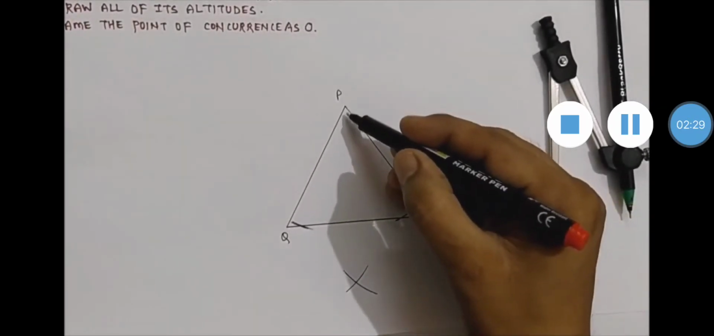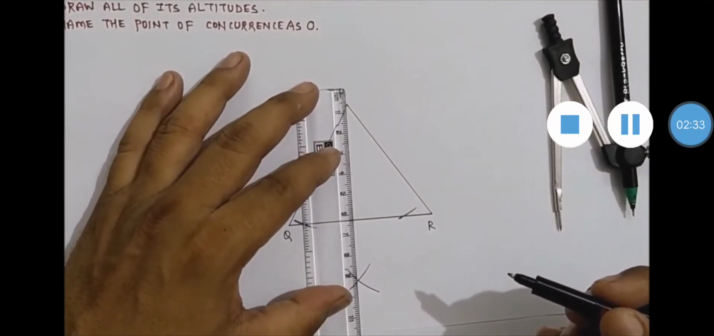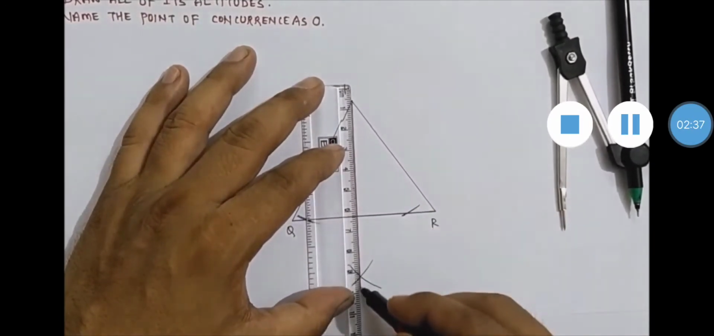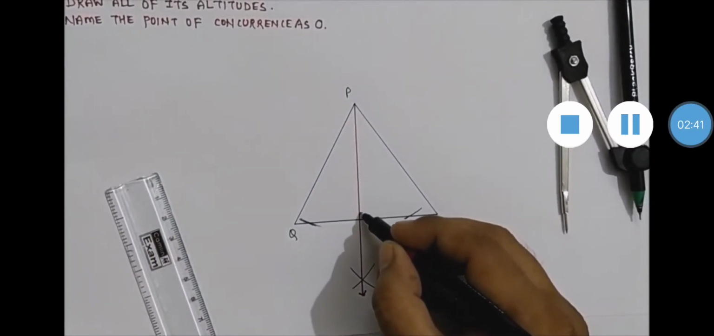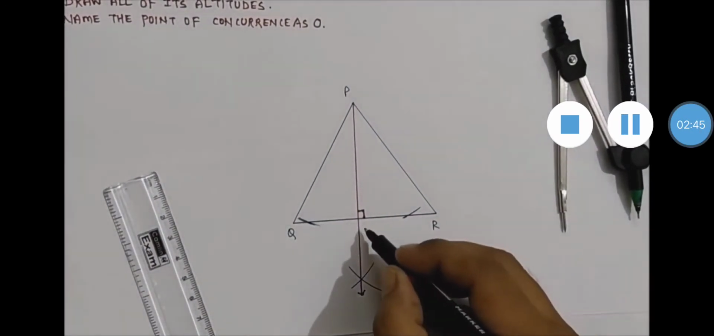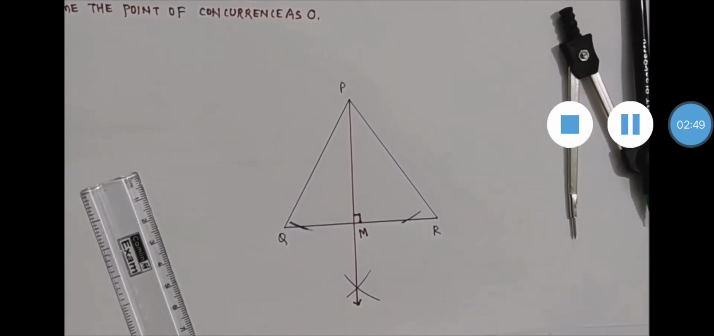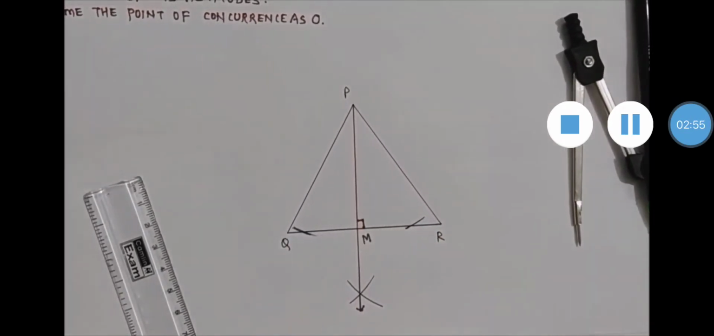Now you have to join P and the arc point which we got, like this. So join point P and this point. So this is one altitude which we have drawn from vertex P. Name it M. So this is the point on line QR.